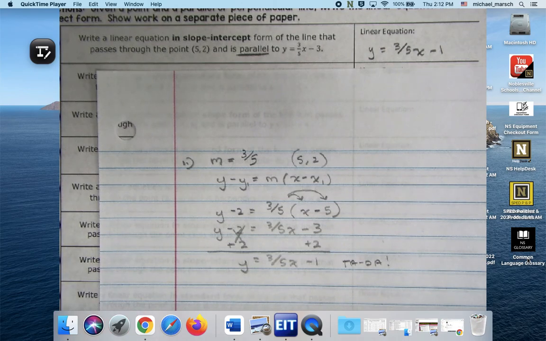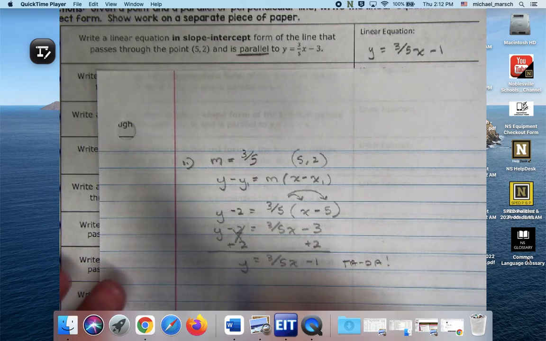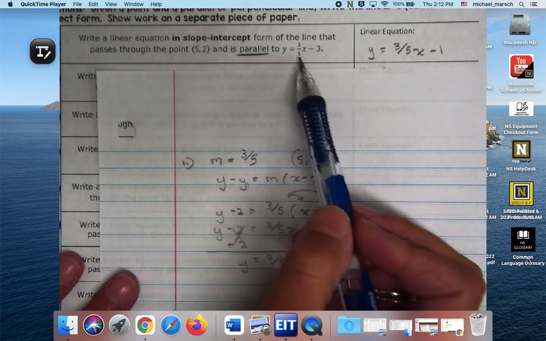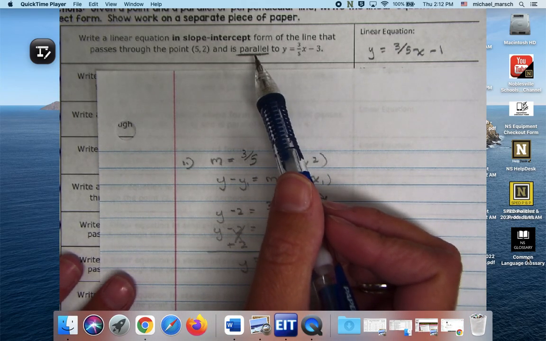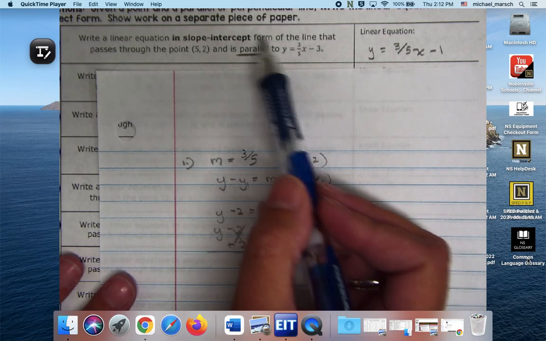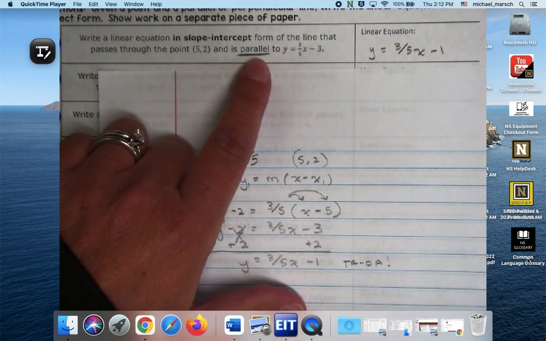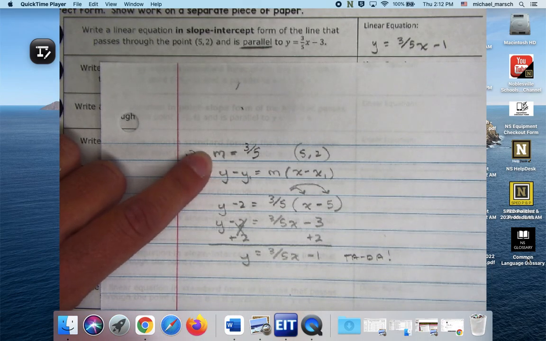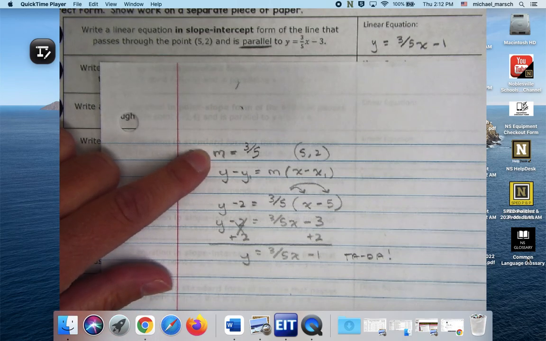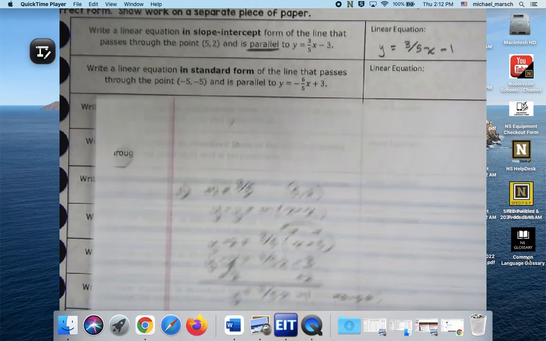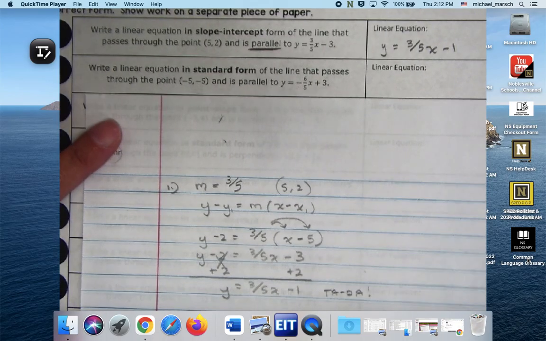So there's a couple things to pay close attention to. First, the information that's given, specifically if they want a line that is parallel or perpendicular. Because if they had wanted a line that was perpendicular, what would my slope have been? Negative 5/3, right? Because it would have been the opposite reciprocal.